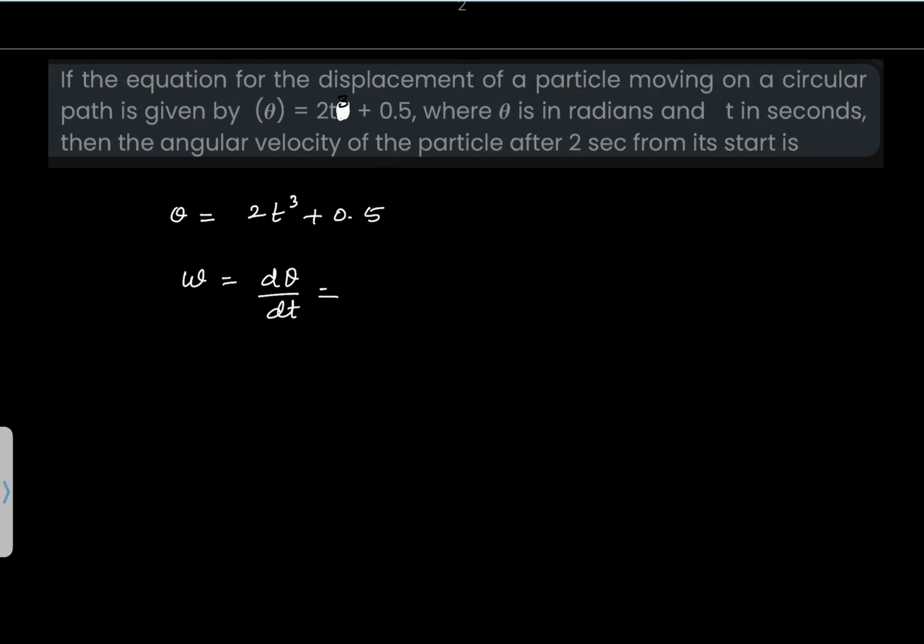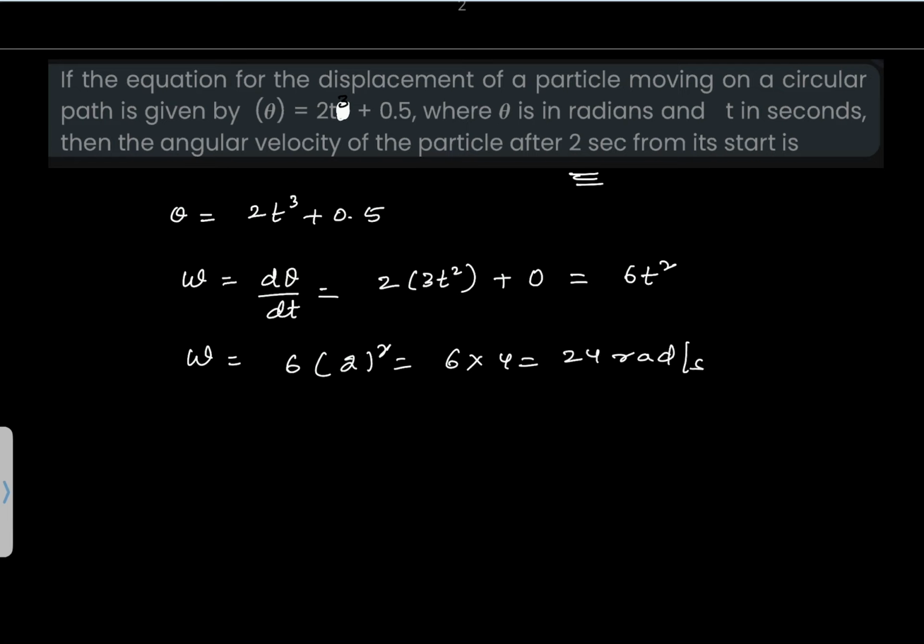Let me differentiate this. So 2 into the differentiation of t cube will be 3t square, and the differentiation of the constant 0.5 will be 0. Finally, I'm getting 6t square, and it's asking exactly at 2 seconds. Just replace t with the value 2. So omega equals 6 into 2 square. So I'm getting 24 radians per second. This is the required answer. Okay, so let's move to the next question.